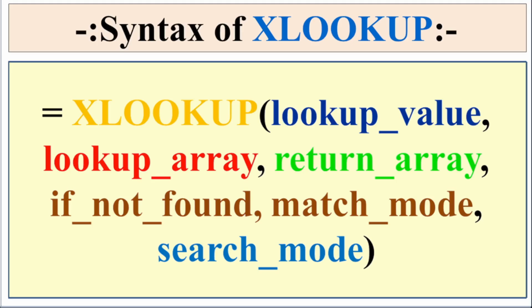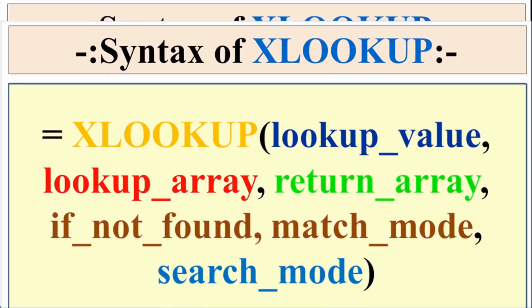The syntax is =XLOOKUP( lookup_value, lookup_array, return_array, if_not_found, match_mode, search_mode ). Now it is the time to explain each term associated with the XLOOKUP function.